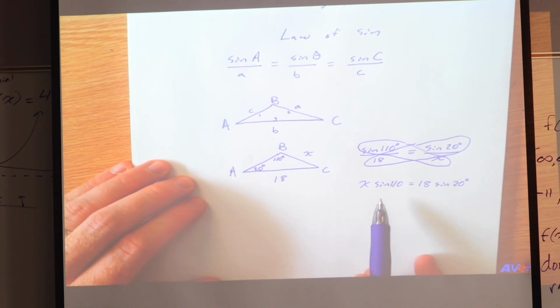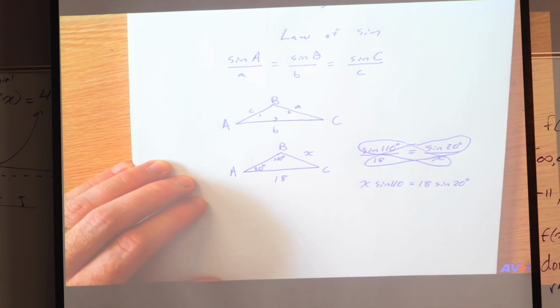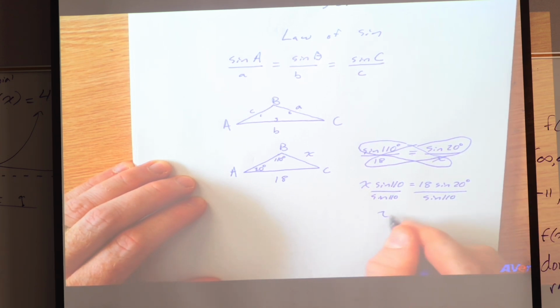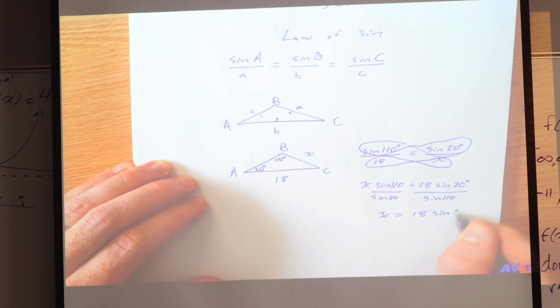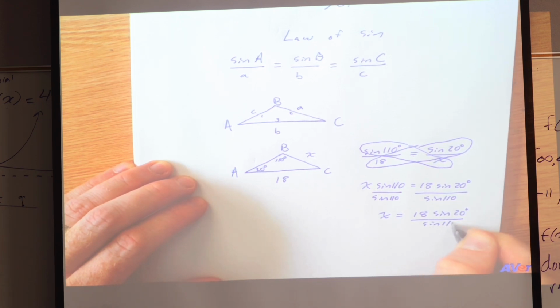All right. Now currently we have this x, and hanging out with it is sine 110. We want x by itself. What is the sine 110 doing? Again, products, it's multiplying. What's the opposite of multiplying by sine of 110? Dividing by sine of 110. So x is going to equal 18 times sine of 20 degrees divided by sine of 110 degrees.